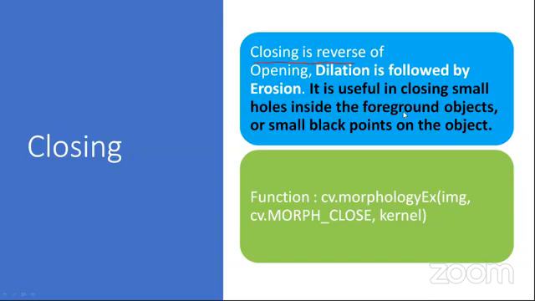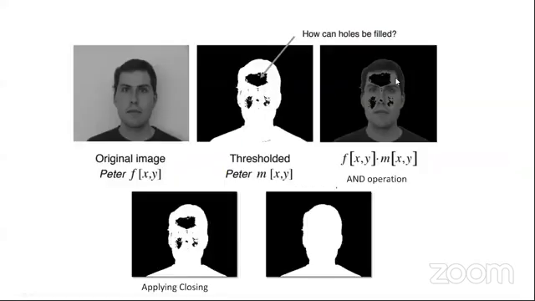I can see Sarath, you write erosion. Erosion helps us to remove the white noise, and dilation helps us to remove the black noise. So here we have black noise, and we need to make it white. So we apply a closing, which is basically dilation, then we apply an erosion.